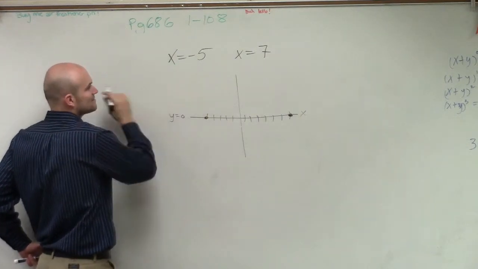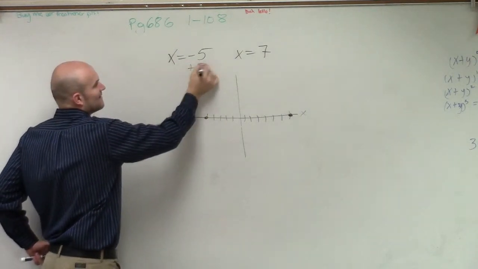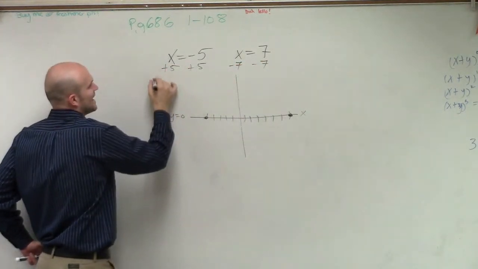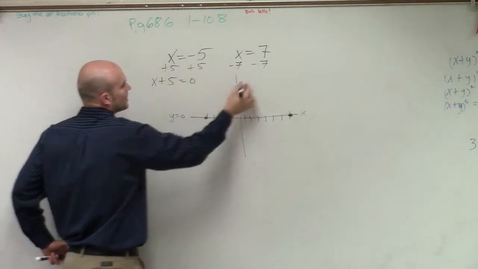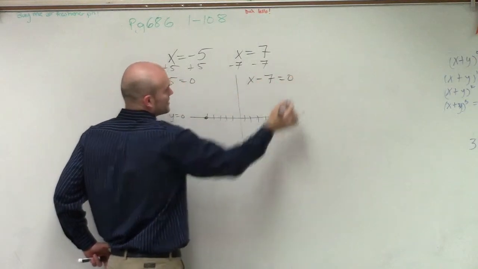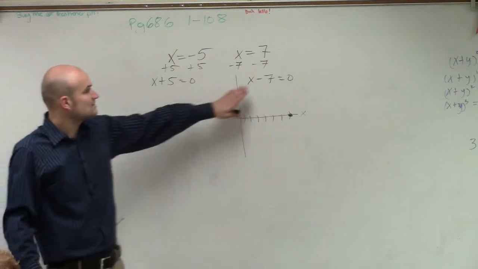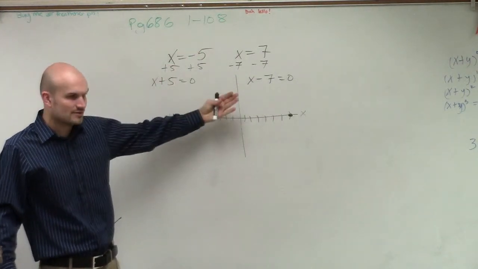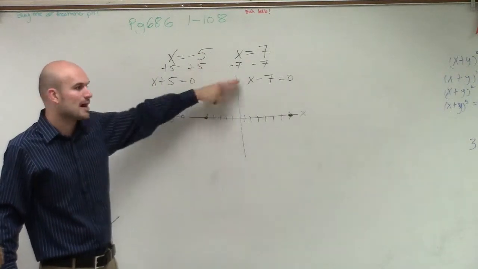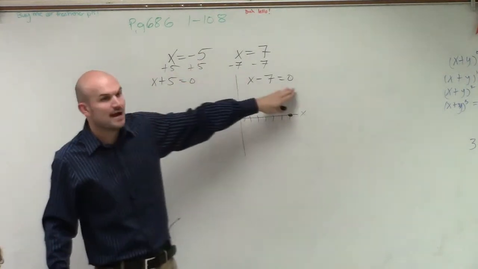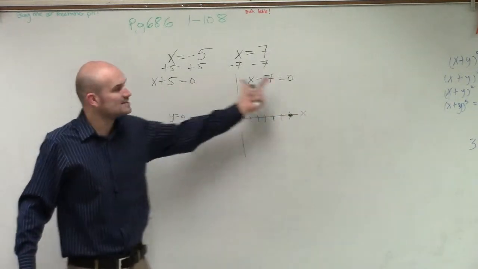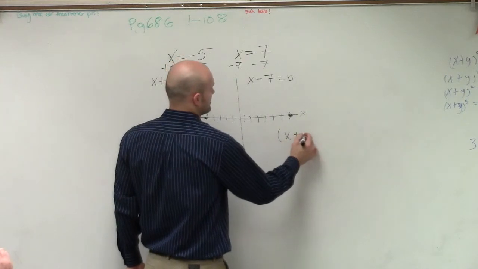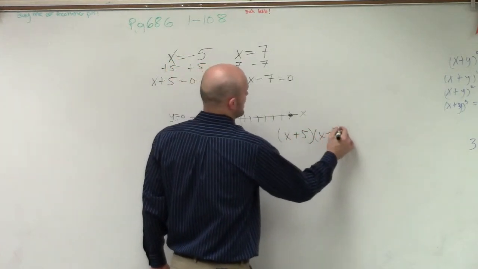So what I can say is, if I add 5 to the other side and subtract 7 to the other side, I can say this is x plus 5 equals 0, x minus 7 equals 0. Right? If you guys remember, when I said find the zeros, we factored, then used the zero product property, and then solved. So now I'm setting these equal to 0. Well, these are now what we call our factors, and I can write them as my factors. So now I can write x plus 5 times x minus 7.